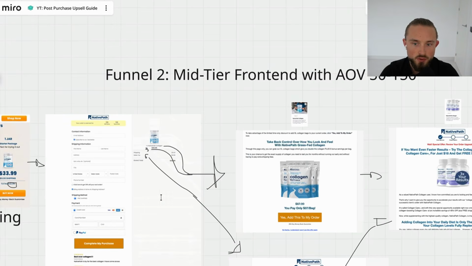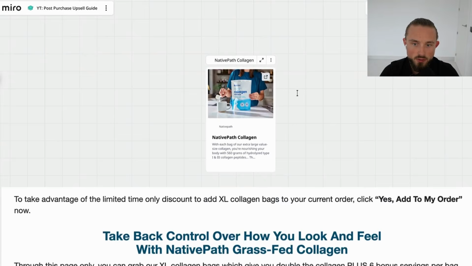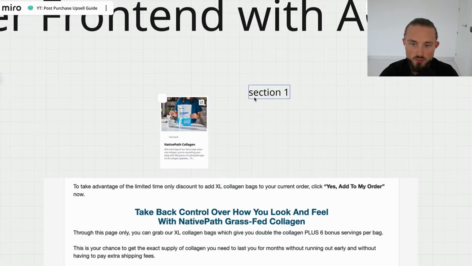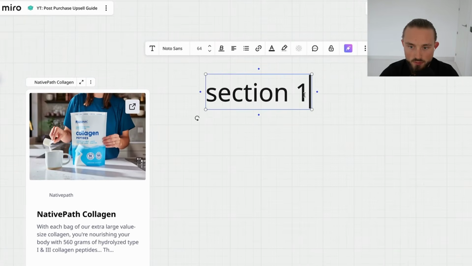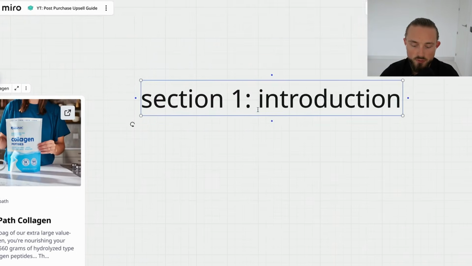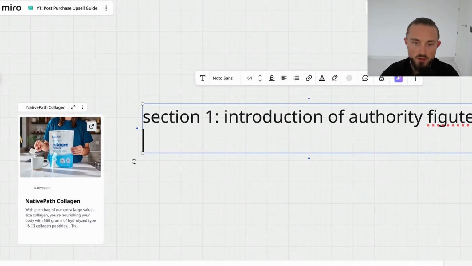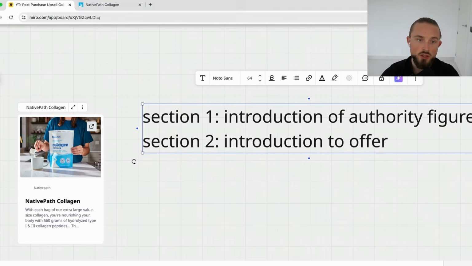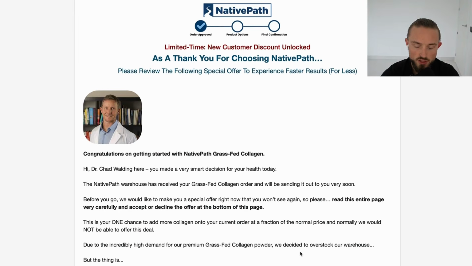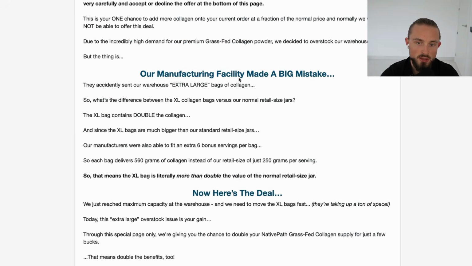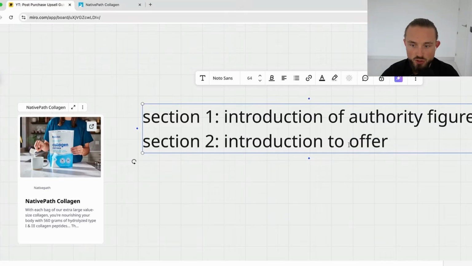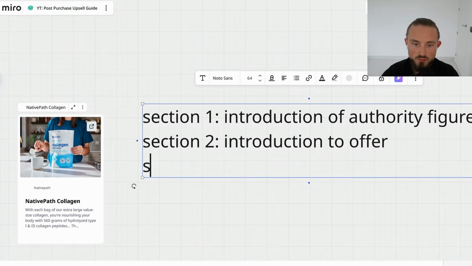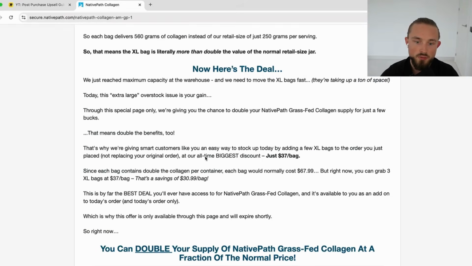Let me just write this down for you in terms of breaking this together. So section 1 is just the introduction of the authority figure, right? What is section number 2? Introduction to the offer. So section number 1 is just the introduction to the authority figure, which you can see here, right, where the doctor is talking. Section number 2 here is then the introduction to the offer, right? And then section number 3 is essentially the offer, right, which is this here.